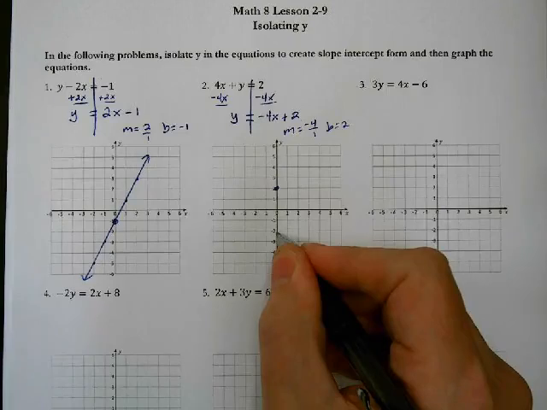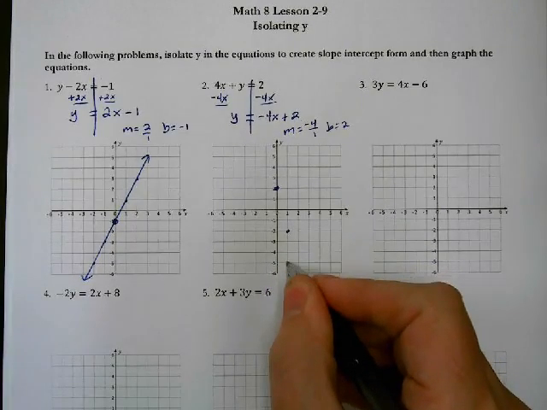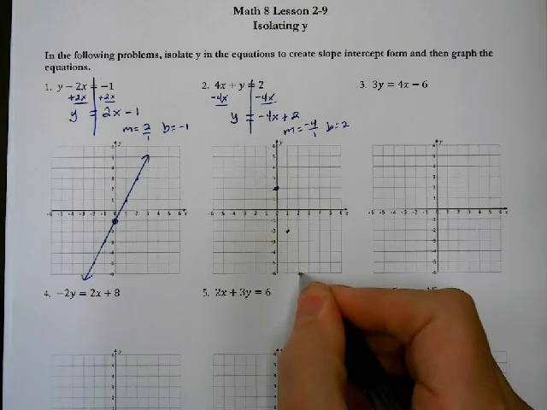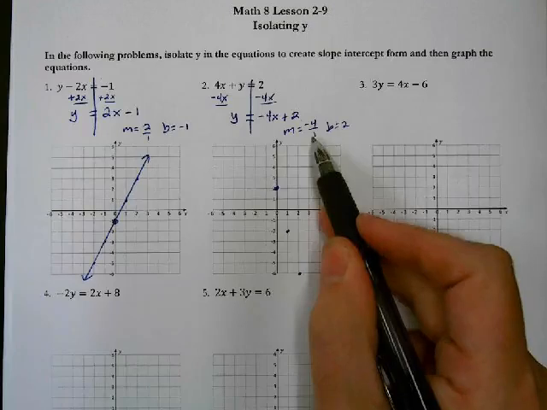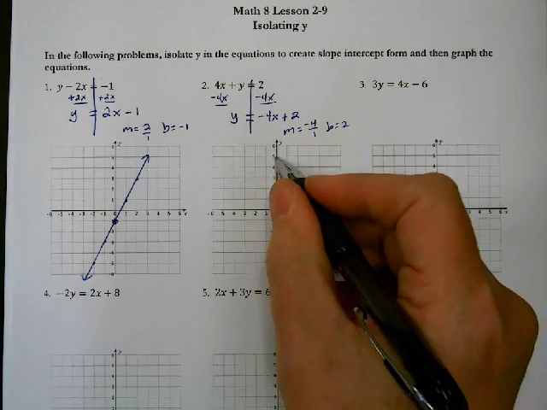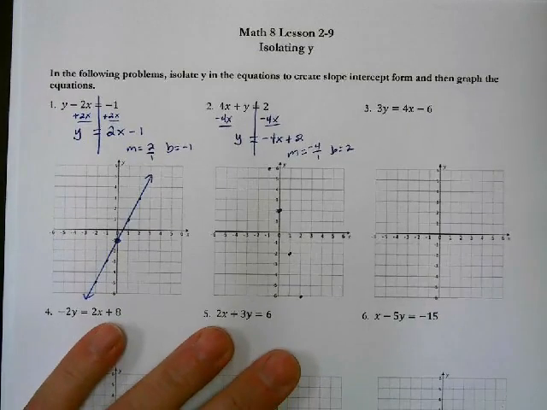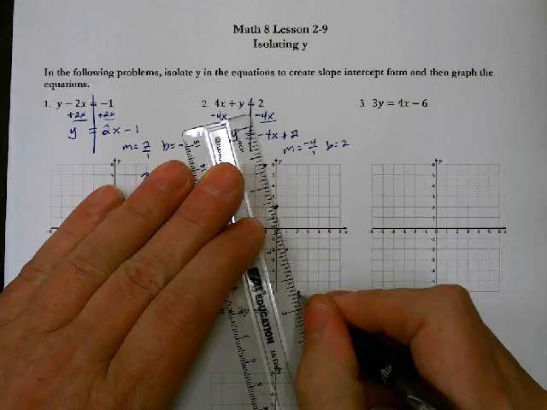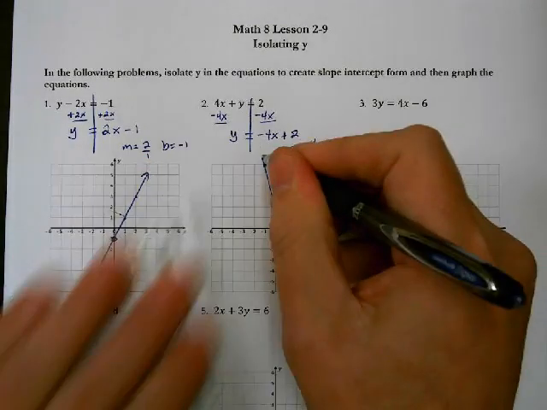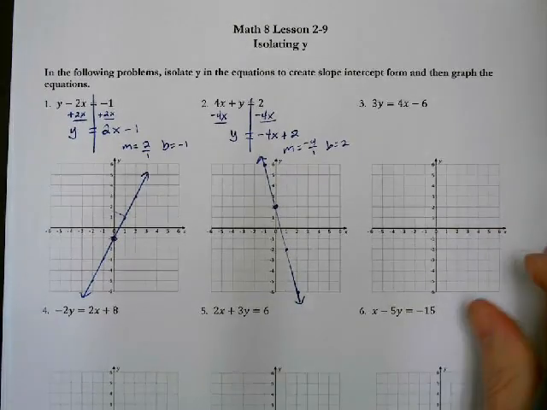We go down 4 and over 1. We can do it again. Down 1, 2, 3, 4, and over 1. Remember, you could put the negative on the bottom if you felt like it, and go up 4, left 1. 1, 2, 3, 4, left 1. Awesome. We now have everything we need to graph our line. Remember, all you need is that slope and the y-intercept to graph the lines.